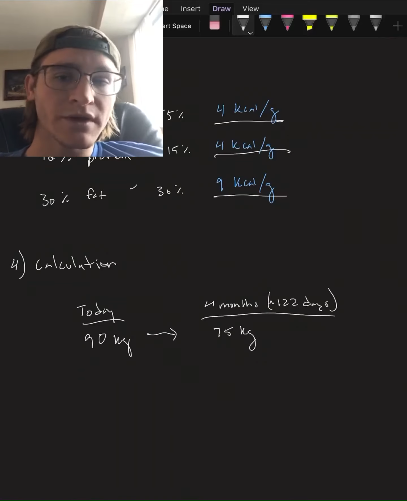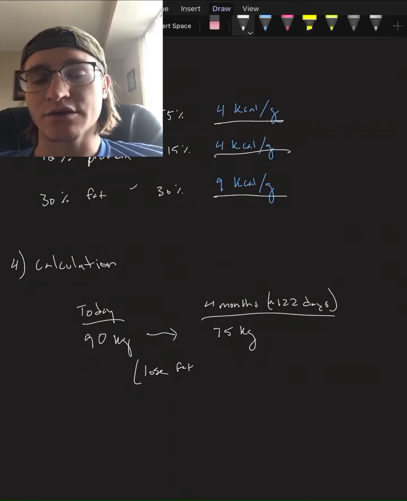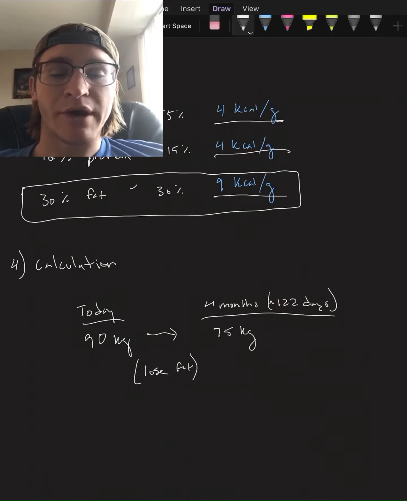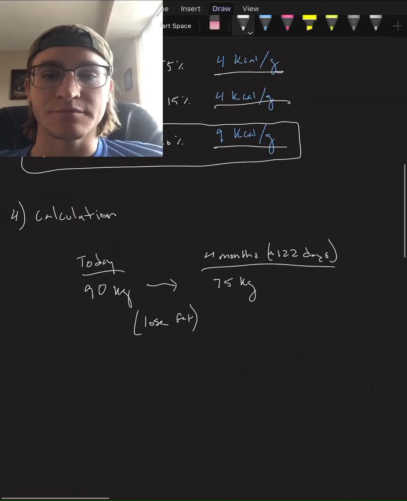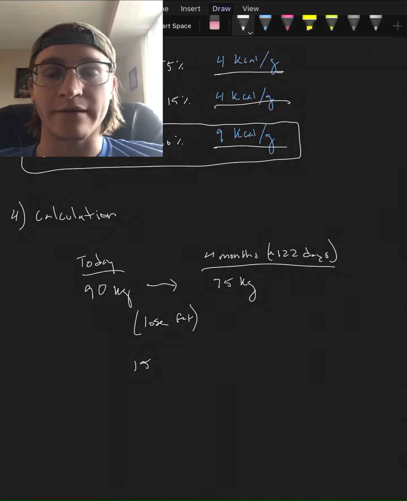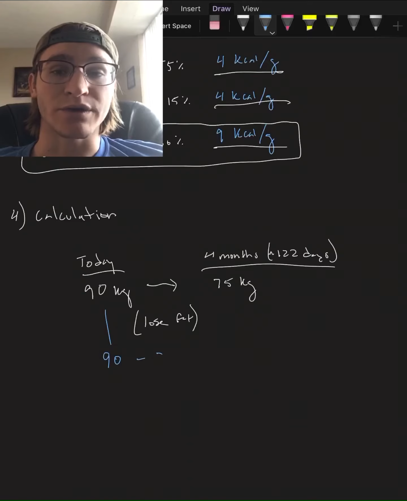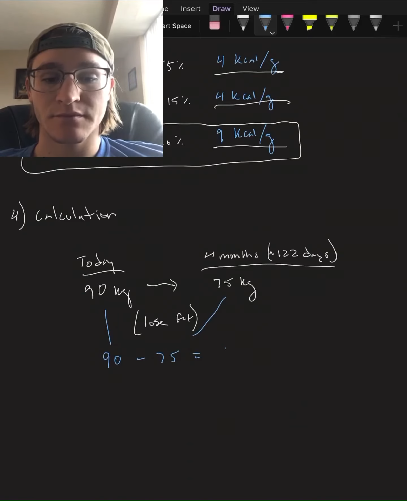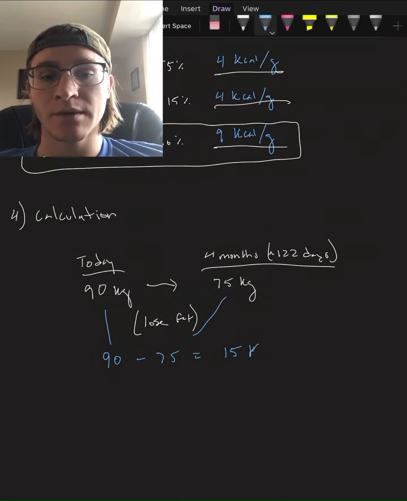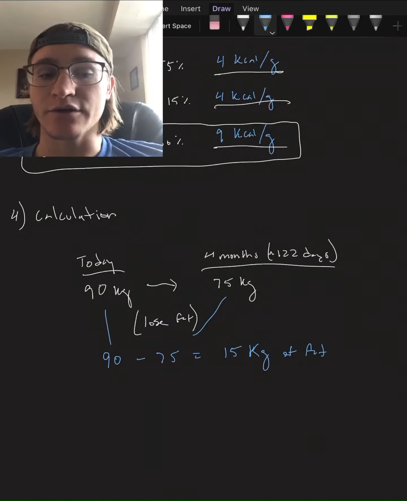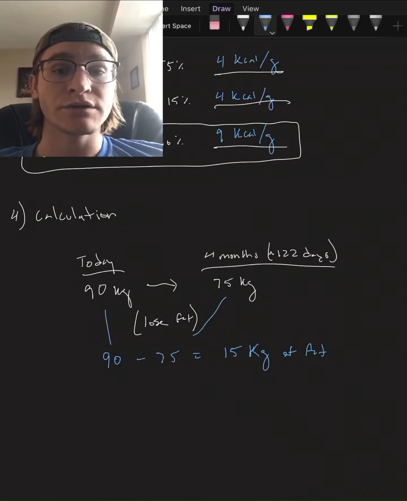And we're on a diet. So normally you want to keep your muscle. You don't really want to lose muscle. So we're going to be primarily talking about losing fat. Most people on diets want to lose fat. So we're losing 15 kilograms of fat in 122 days. So I'm taking that 90, which is my current weight, minus 75, my goal weight, and I get a total of 15 kilograms of fat I'm trying to lose in 122 days.